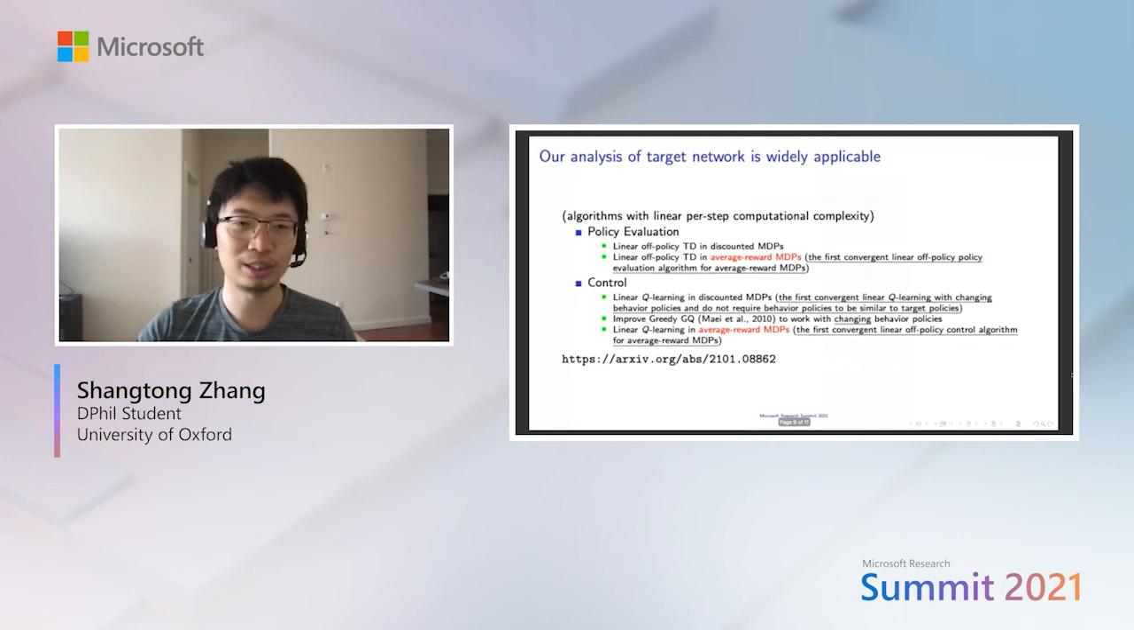In this talk, we consider linear Q-learning as an example to use our analysis of target network. Actually, our analysis is widely applicable. It can be used in both policy evaluation setting and control setting for both discounted MDPs and average reward MDPs. If you are interested in more details, please check out our paper at arXiv.